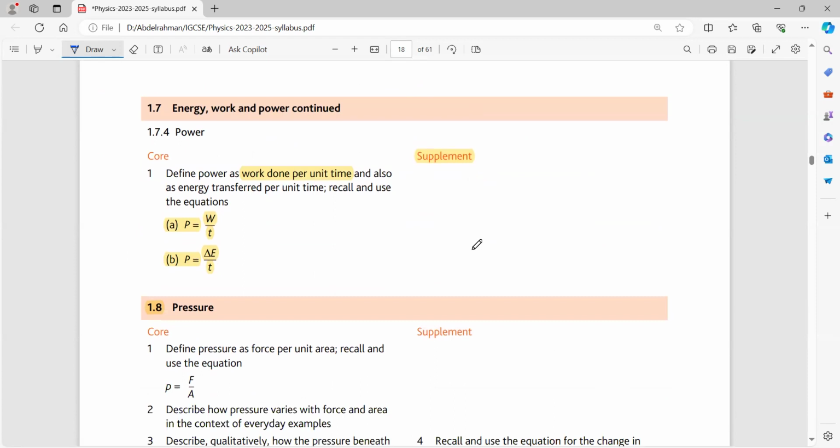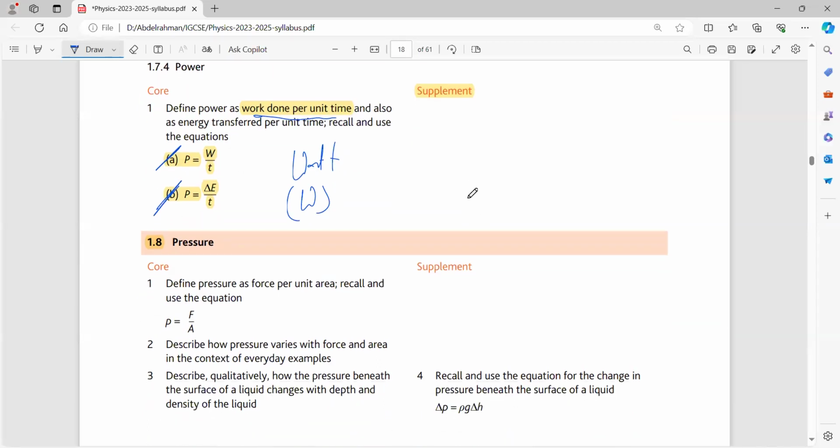What was power? It was the work done per unit time. It was the energy over time, or the work done over time. And the unit was watt, or W. That was it. Calculate the power, energy over time, or work done over time.